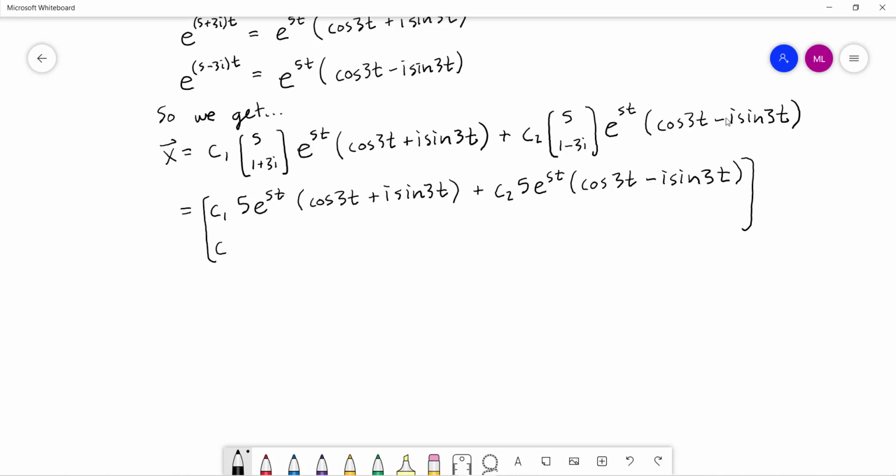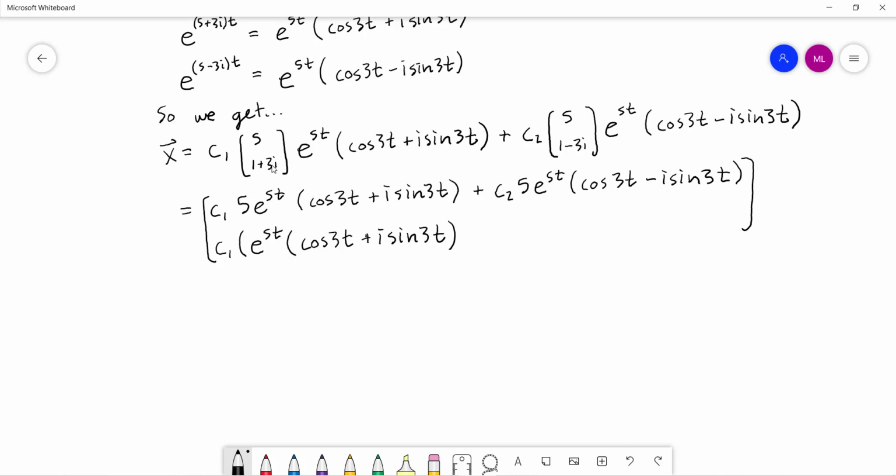So on the bottom we get c1 times, let me actually do this multiplication here. So c1 times, we will get the 1, let me do just the real part, 1 times e to the 5t times this whole thing. So e to the 5t times cosine 3t plus i sine of 3t.